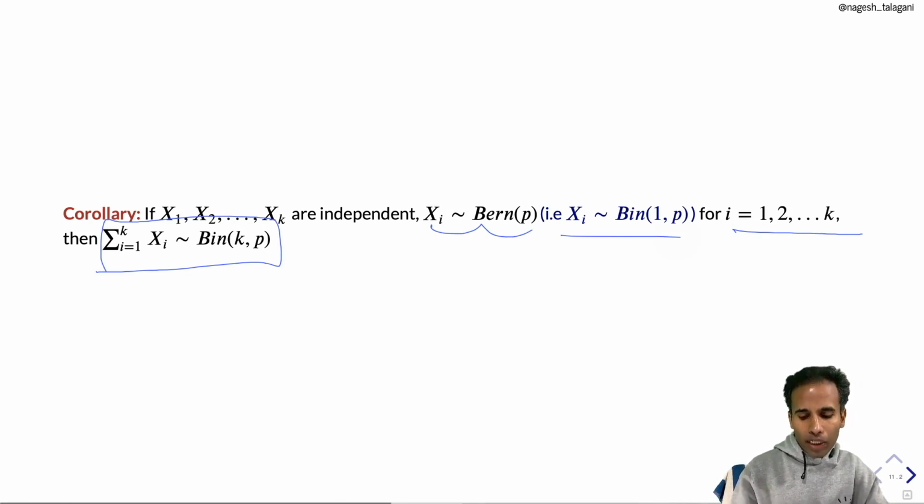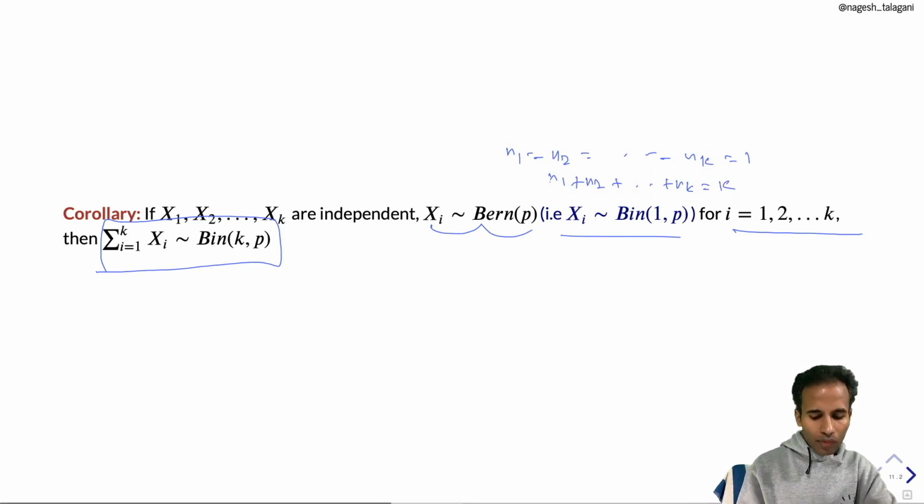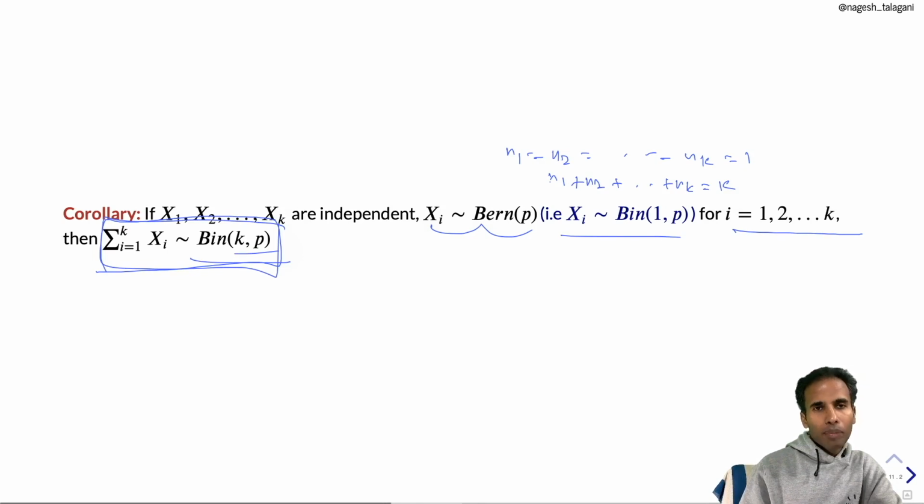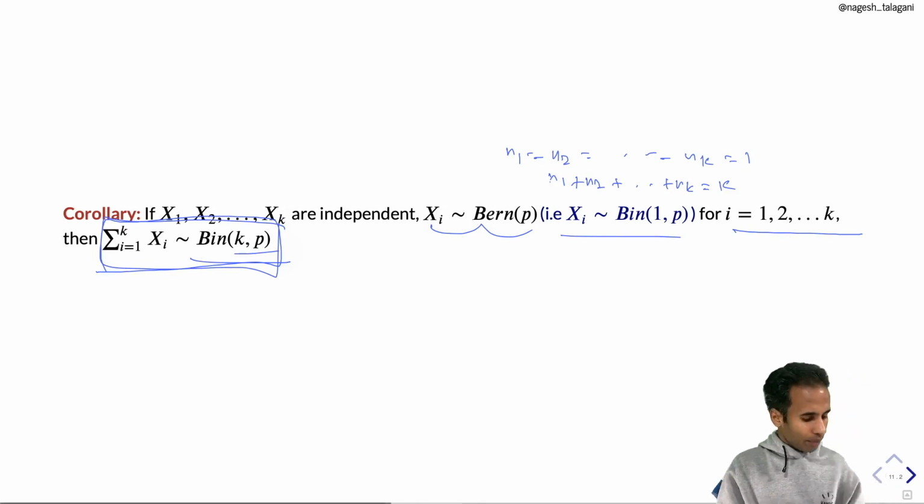So if you apply the above theorem, we have n1 equal to n2 equal to ... nk equal to 1. That implies n1 plus n2 plus ... nk is going to be equal to k. So from the above theorem, we can say that the summation Xi from i equal to 1 to k follows a binomial distribution with the parameters k comma p. Okay, fine.